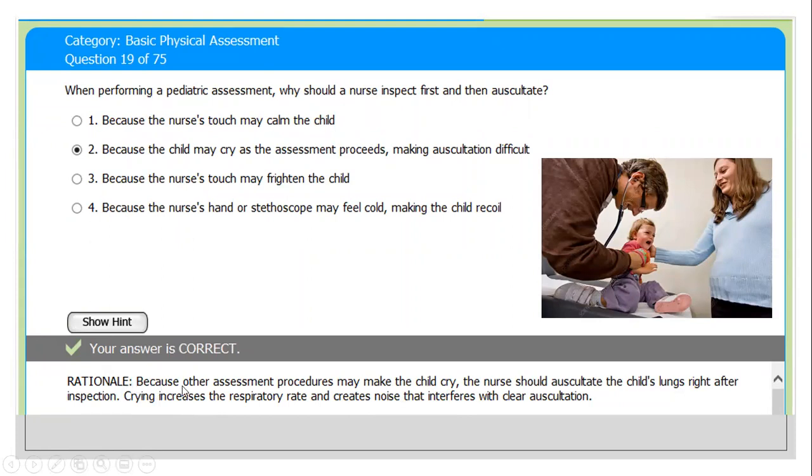The explanation: because other assessment procedures may make the child cry, the nurse should auscultate the child's lungs right after inspection. Crying increases the respiratory rate and creates noise that interferes with auscultation. So if there is any rhonchi, wheezing, or any other sound, we will not hear it clearly.